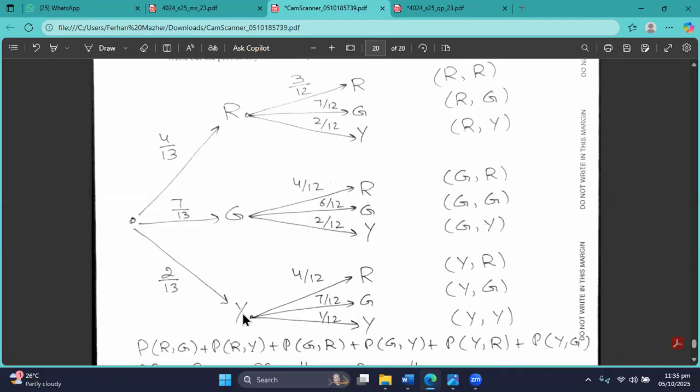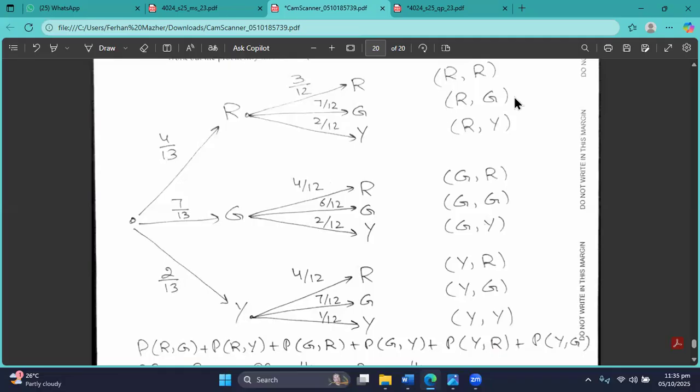If first of all a yellow comes out, then the red will be 4 by 12, the green will be 7 by 12, but the yellow will be 1 by 12. You see the total has changed. And if a yellow is out, then when you pick yellow the second time, its number will be changed. If first of all a green is out, then when you pick the green the second time, the number is changed. If the red is out first, then when you pick the red the second time, the number is totally changed.